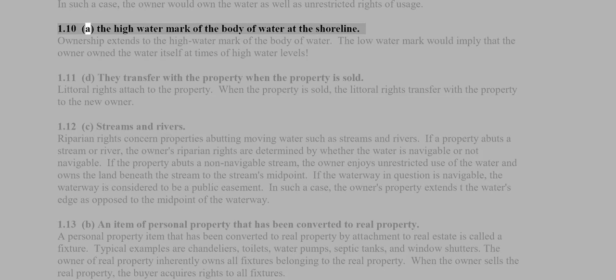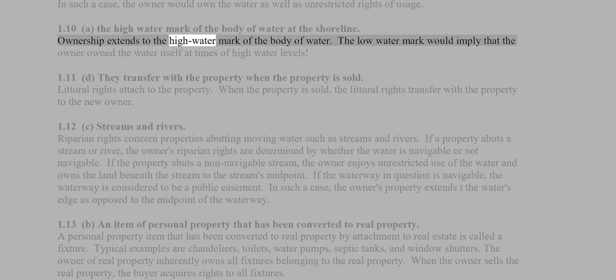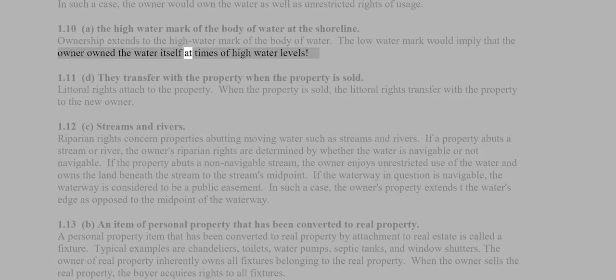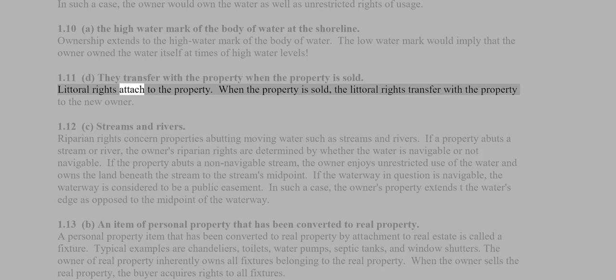1.10 A. The high water mark of the body of water at the shoreline. Ownership extends to the high water mark of the body of water. The low water mark would imply that the owner owned the water itself at times of high water levels. 1.11 D. They transfer with the property when the property is sold. Littoral rights attach to the property. When the property is sold, the littoral rights transfer with the property to the new owner.